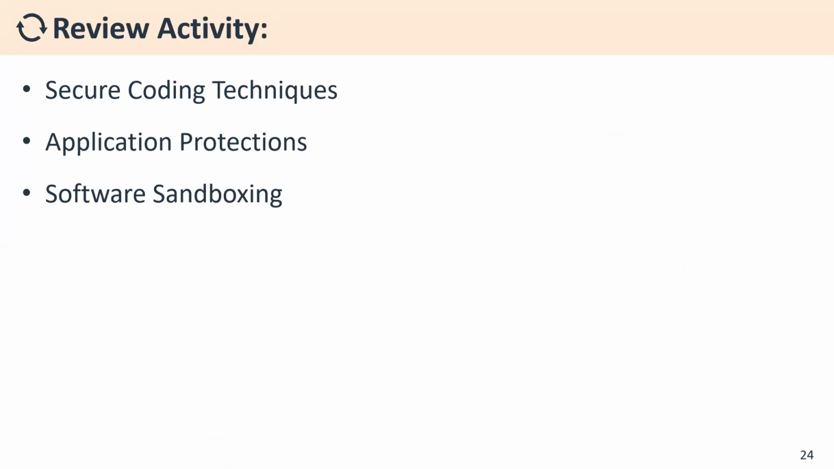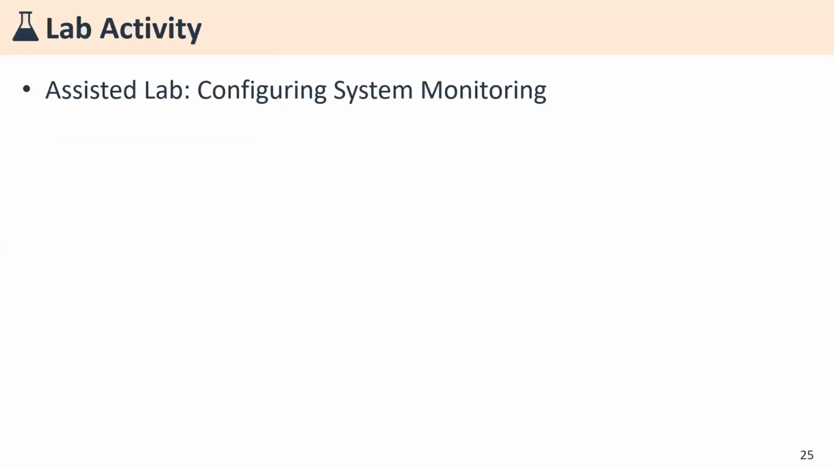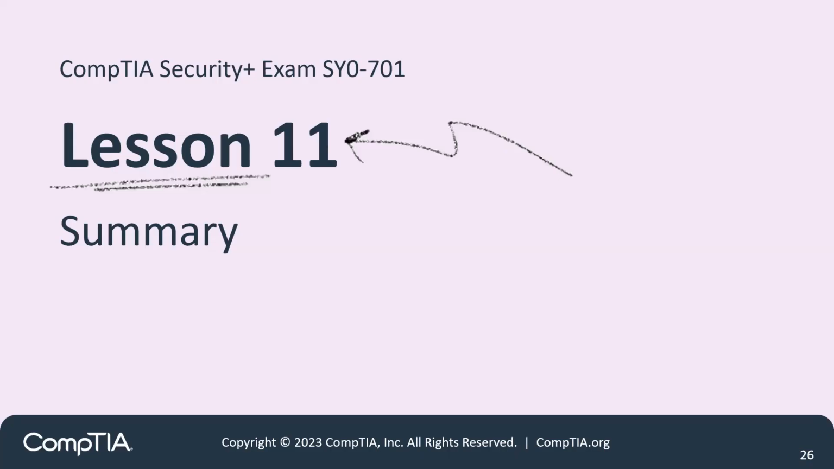Okay, we talked about secure code techniques. We talked about application protection. We talked about software sandboxing. And please, I want you to check out the OWASP, Open Web Application Security Project cheat sheets, right? Okay, so that's all for this module. I'm going to see you in the next module.